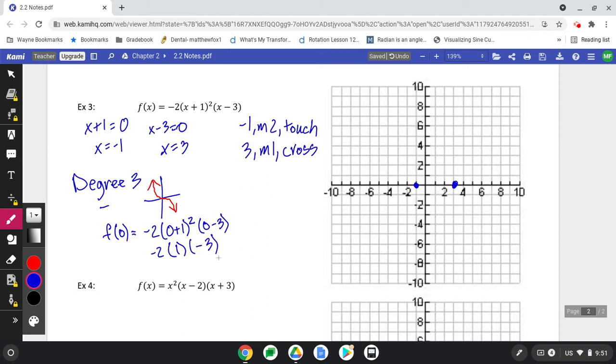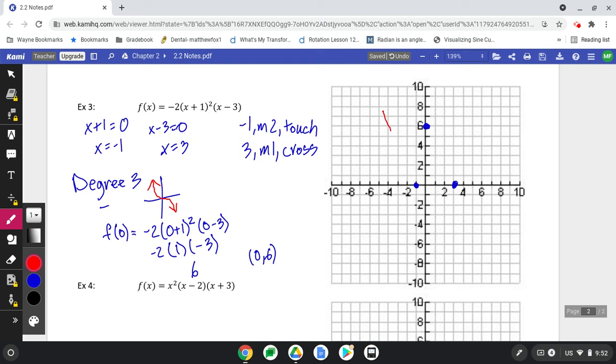This will all multiply to positive 6. So our value is at 0, 6. I'm going to go ahead, up here I put that dot at the y-intercept of 0, 6. Now once again, I would like you guys to think visually, map it out before you actually draw it. So we know it's starting high, comes down, it touches at negative 1, goes back up through that y-intercept, and then comes down and crosses at 3.